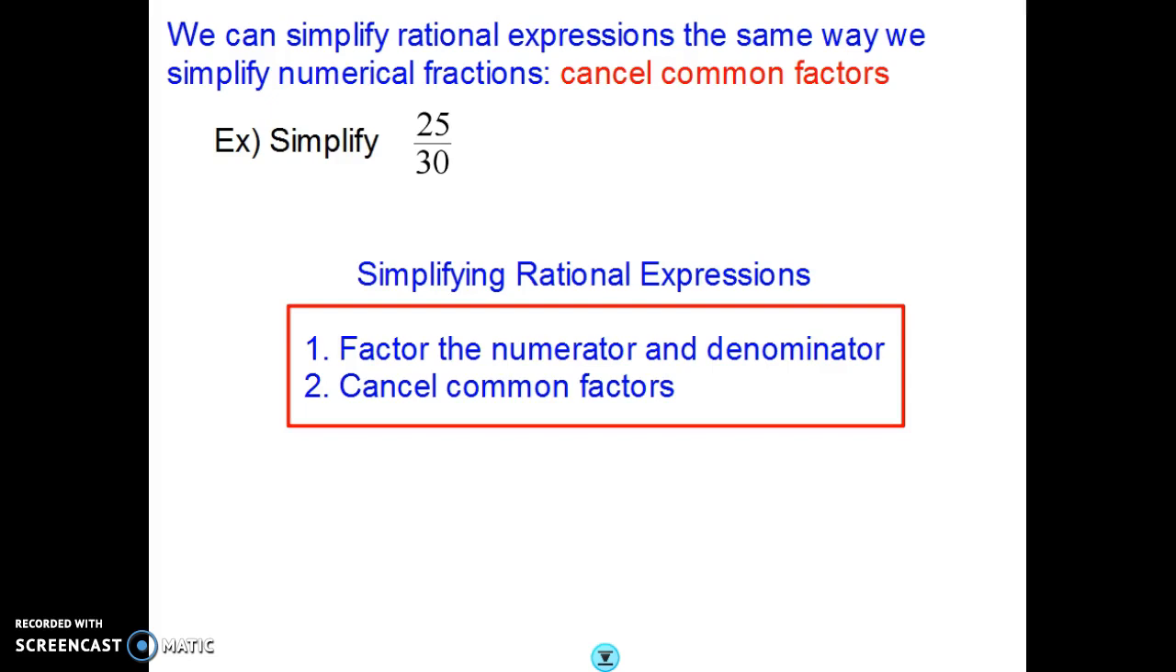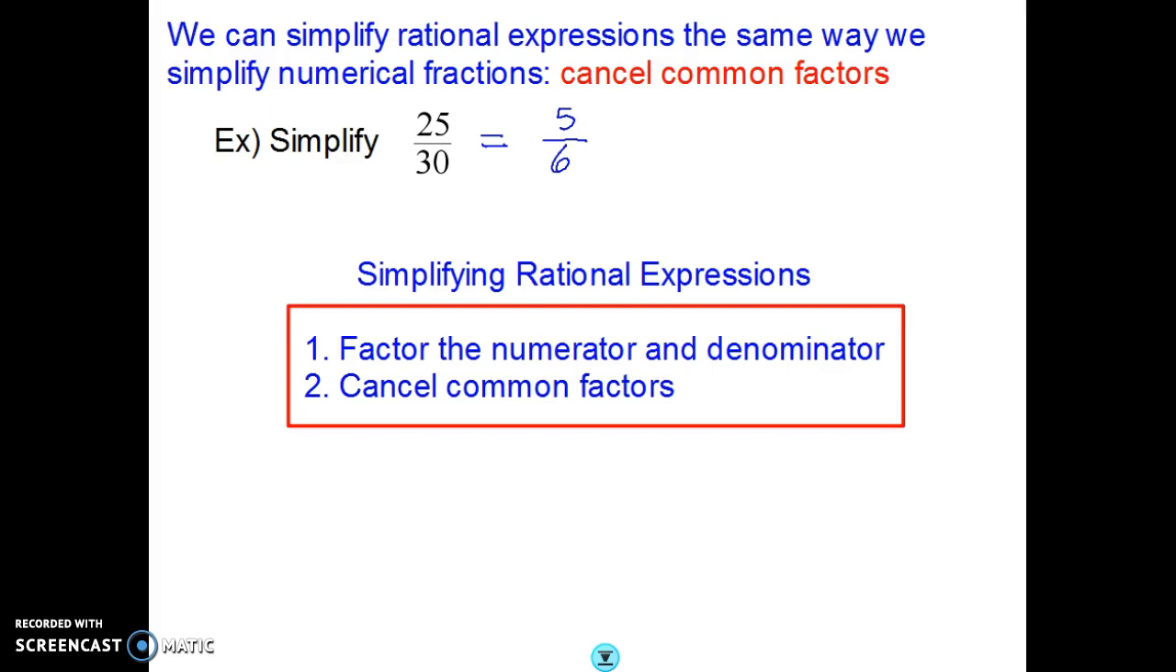Now, another thing we want to be able to do with rational expressions is simplify them. And fortunately, they simplify the same way that numerical fractions do. We can cancel things that divide into both the top and the bottom, or in other words, cancel common factors. So if we look at, for example, here, 25 over 30, well, we can see a common factor, something that divides into the top and the bottom, is 5. So if I cancel out the 5 in the top and the bottom, we end up with just 5 over 6.